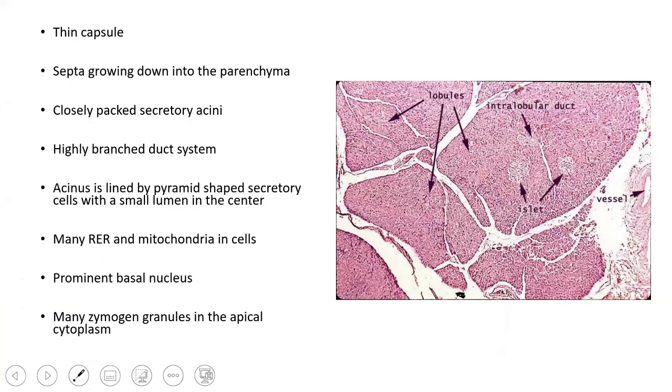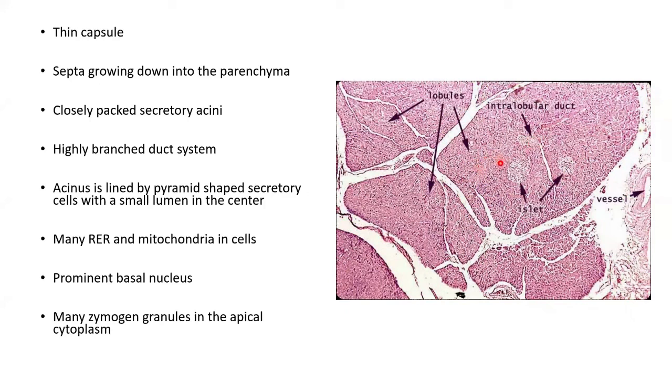So the pancreas has a thin capsule, and it's arranged in different lobule-like areas, and these lobules are separated by septa, the collagenous tissue extending into the substance of the pancreas. And within these lobules, the cells are closely packed together. The acinar cells which produce the enzymes are closely packed together, and there's a highly branched duct system which drains the enzymes produced by these cells. So here you have a duct system within it. Here you have an interlobular duct shown.